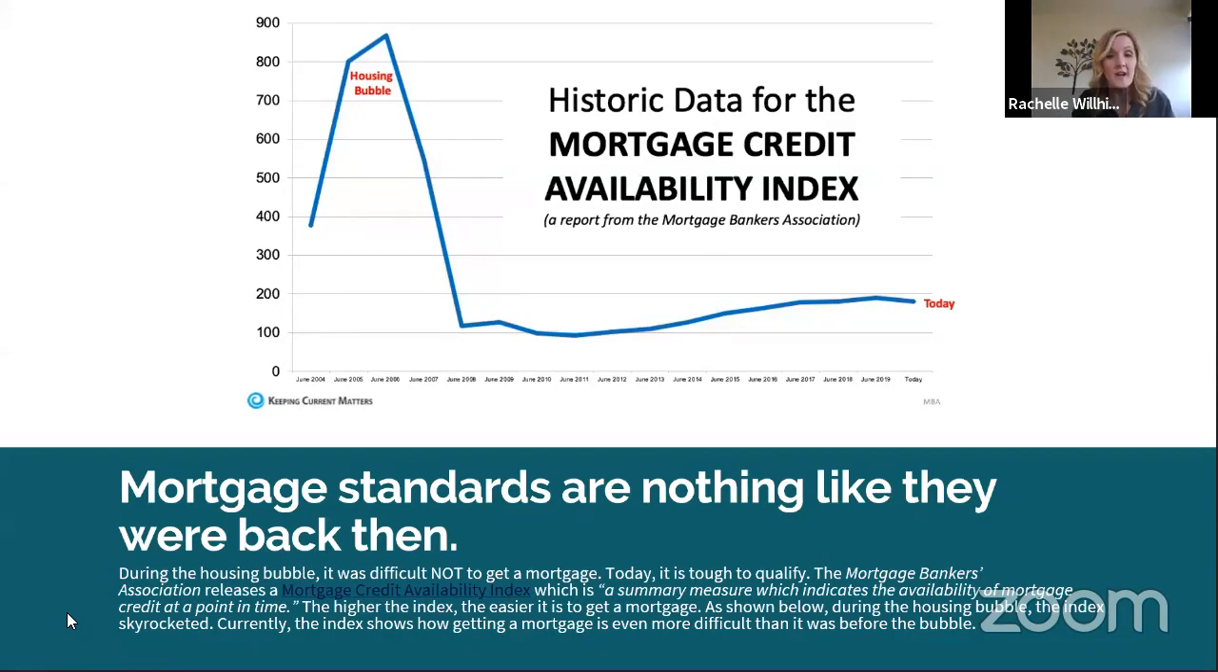It's tough to qualify. So it's different than back in 2006, when pretty much anybody, if you had a job, even if you didn't have a job, you could actually get a mortgage. We don't have that type of regulation today. And that's one of the good things about the availability index that you can share with people. Next one.